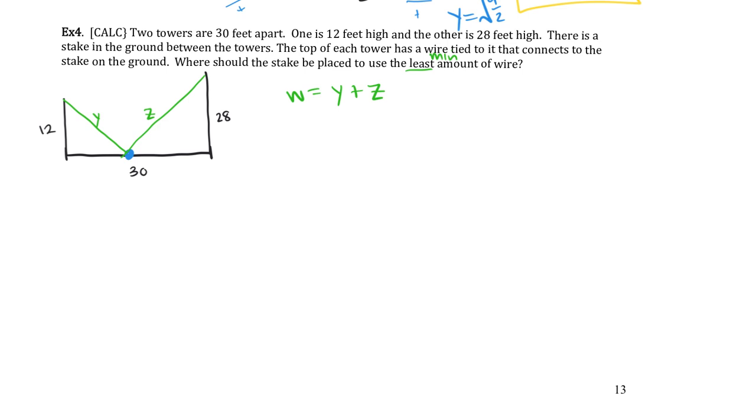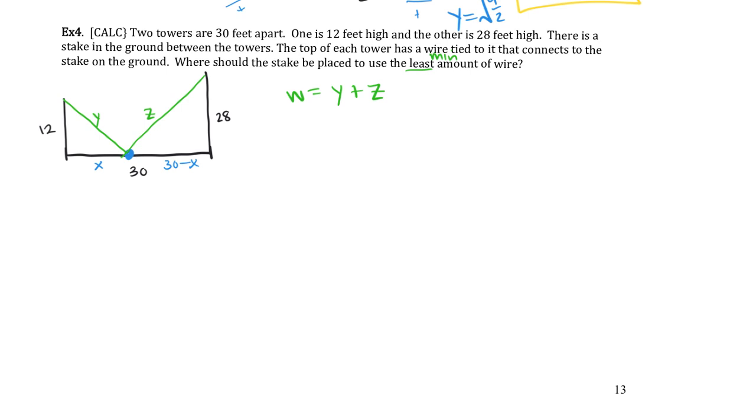Okay, now I need to get this Y and Z equation into one variable. Unfortunately, I'm going to introduce a new variable. I'm going to put an X here. If this is X, then this is 30 minus X. You could do this vice versa. It's not going to make a difference.